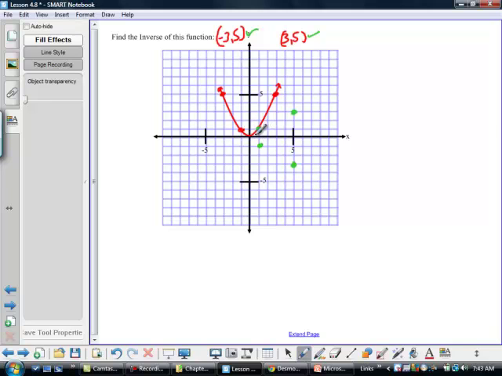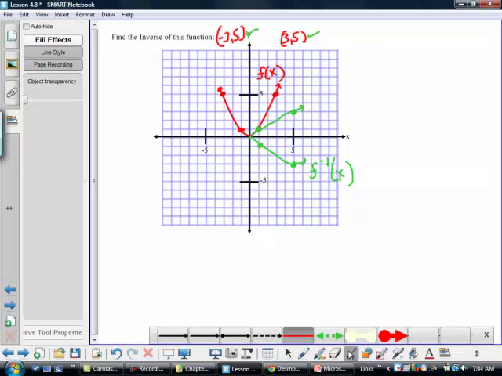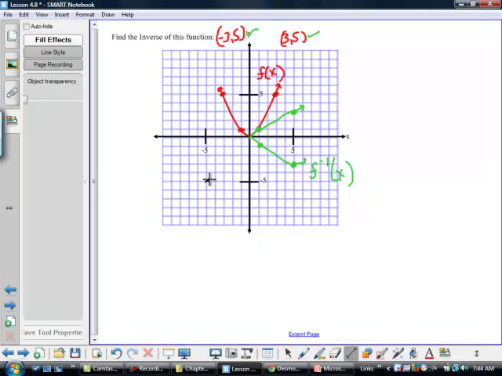So if I took the inverse of this red parabola with my best artistic skills, that would be the inverse of that beautiful parabola. And just to prove it to you, I'm going to quickly draw the line y equals x. So that's where -5, -4, -3, -2, -1, 0, 1, 2, 3, 4, 5. There we go. There's my line y equals x. And I have a beautiful reflection going on over the line y equals x.